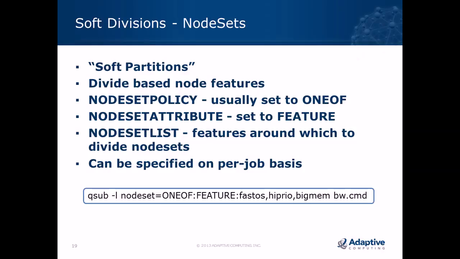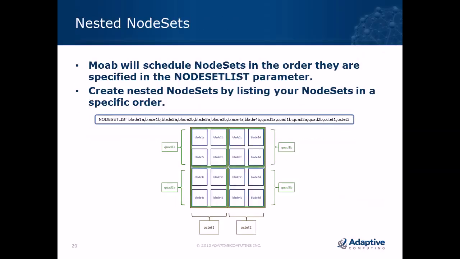So the first thing you do is you set the node set policy. That's usually one of, you just want one of the node sets. You set the node attribute to feature, and then you set the node set list, and that's the actual features. You may have some features that you don't want to be part of node sets, and that's what the node set list is for. You put in there the features that you want considered. And it can also be specified on a per job basis. A user can come in and specify his own node set requirement.